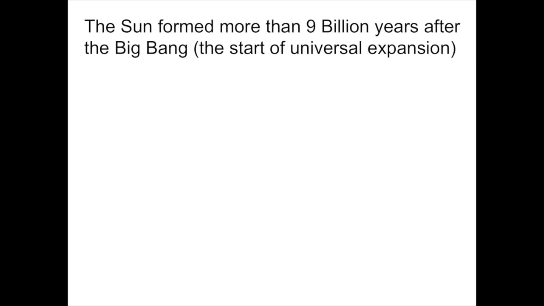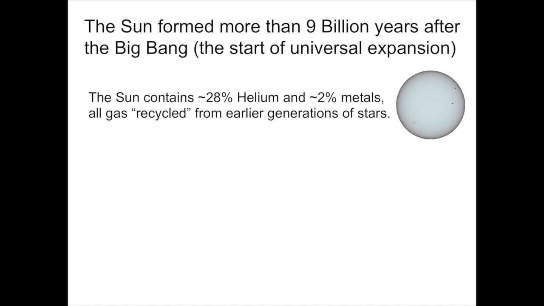We'll start with a basic observation. The Sun formed approximately 4.6 billion years ago, about 9 billion years after the Big Bang. By Big Bang, we mean the start of universal expansion as estimated through the Hubble constant and the density parameter at about 13.8 billion years. If we look at the metal content of the Sun, we see that the Sun contains about 28% helium and about 2% metals.